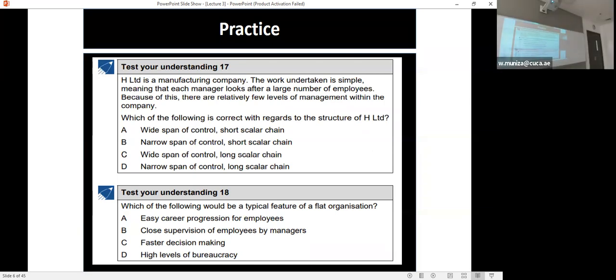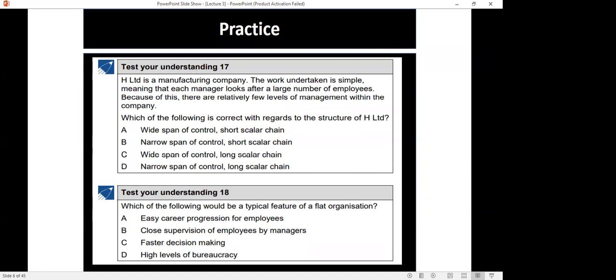In the case of flat organization, the scalar chain will be shorter, but the span of control will be wider. The number of subordinates under one manager would be broader. Got it? Scalar chain is the number of levels of management. Levels of management will be lesser, but the span of control will be wider. That's why it will be looking like a flat organization. Got it? So when there are more subordinates under one manager, close supervision is not going to be perfect. Got it? Everyone clear? Online students? Yes, ma'am. Okay, great.